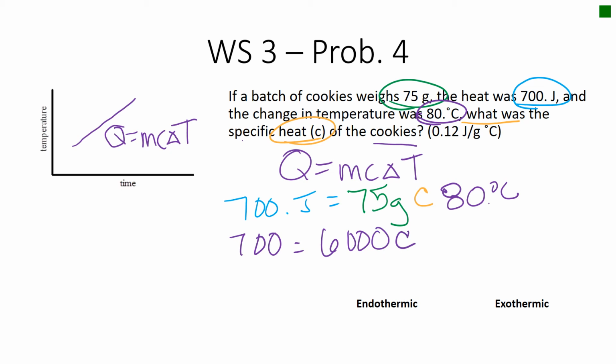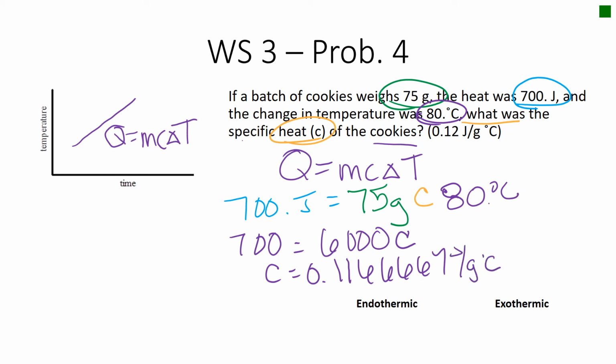So 700 divided by 6,000, I did times on accident, is equal to 0.16666666667. Okay, and the unit for C is joules per gram degrees Celsius.